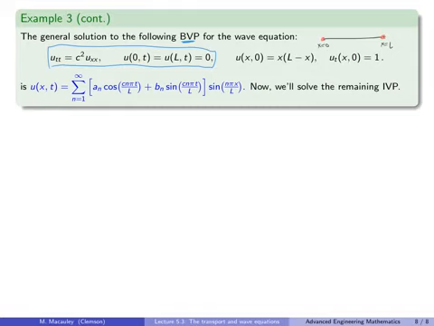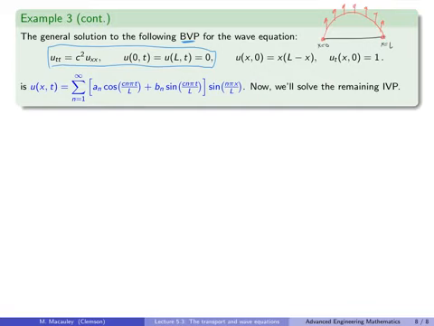And that is this infinite sum of an cosine of cn pi t over L plus bn sine of cn pi t over L, times sine of n pi x over L. Now we'll solve the remaining initial value problem. If we specify the initial wave, which is this parabola right here, that will tell us some information about the ANs and the BNs. In fact, as we'll see, that'll tell us what the ANs are. And then if we specify the initial velocity, which in this case is 1, so we're pushing the string upwards at constant velocity initially, then that will tell us what the BNs are.